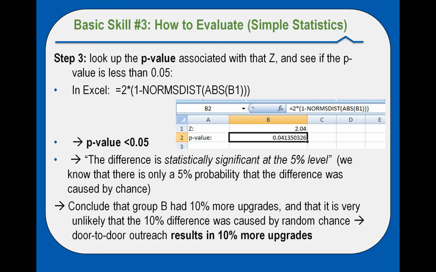Why is 5% the magic number? It's an arbitrary cutoff, but it's what scientists have chosen to signify what constitutes a meaningful difference. In this case, because our p-value is less than 0.05, we're going to conclude that group B had 10% more upgrades, and that it's very unlikely that that 10% difference was caused by random chance. So we're going to conclude that door-to-door outreach results in 10% more upgrades.